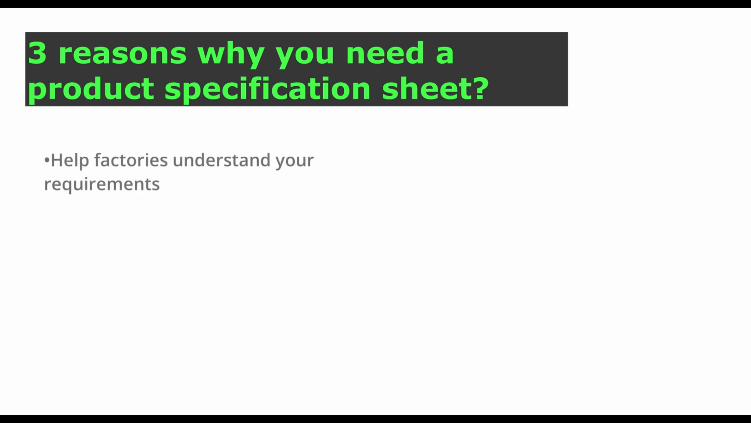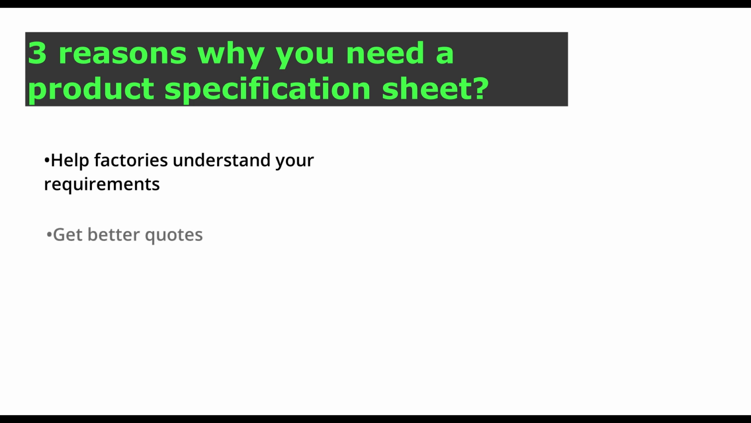The first reason is to help factories understand your requirements. When you approach a factory, don't let them guess your requirements. This is a recipe for failure, especially in China. The more detailed you describe your product requirements up front, the better factories will understand what you are looking for.